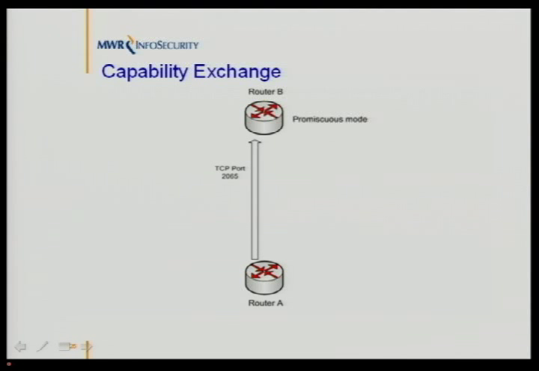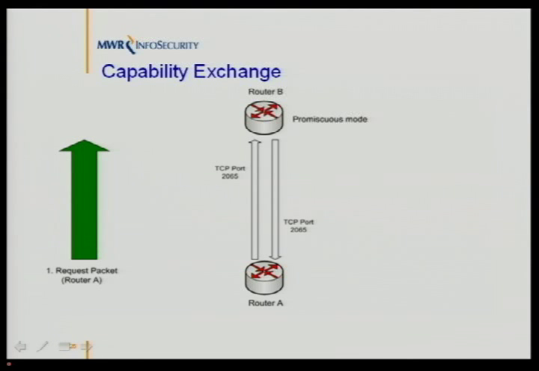And to learn something from the router, we need to do what's known as a capability exchange. Here we are at the bottom as router A, and there's router B, our promiscuous mode router that we want to exchange capabilities with. So the first thing we do is open a TCP communication on port 2065. If the router's in promiscuous mode and supports DLSw, it will immediately open a TCP connection back to us.